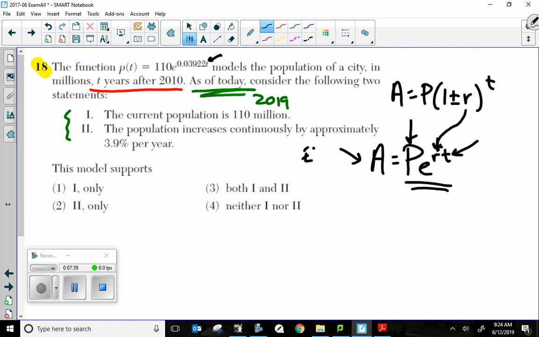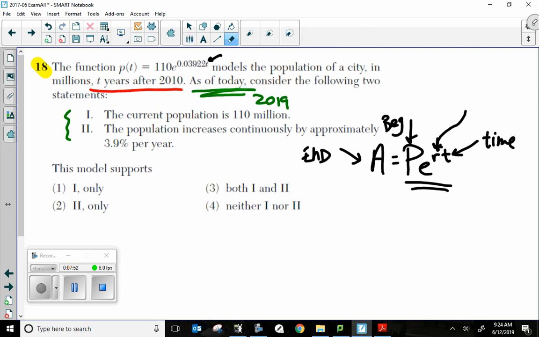So this is your ending amount. This is your beginning amount, your big P. And t is time. R is still your rate. e is a number. Don't look, it is not a variable. Don't look for a value to put into e. e is 2.718, etc. It's in your calculator.